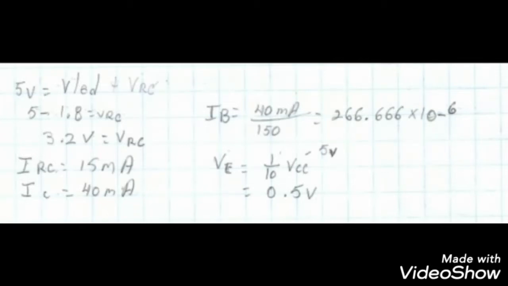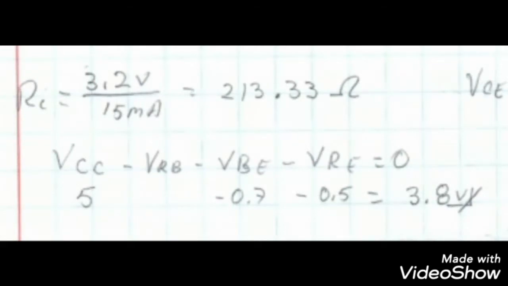Now to calculate IB, we make the operation, that is 40 milliamperes divided by 150 is equal to 266.66 micro, and VBE is 0.7 volts, and RC is 3.2 volts divided by 15 milliamperes. The result is 213.33 ohms, and VCE is 0.5 volts.